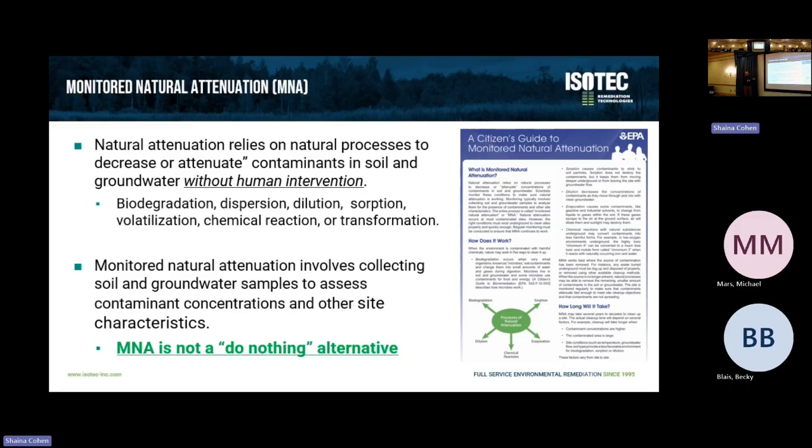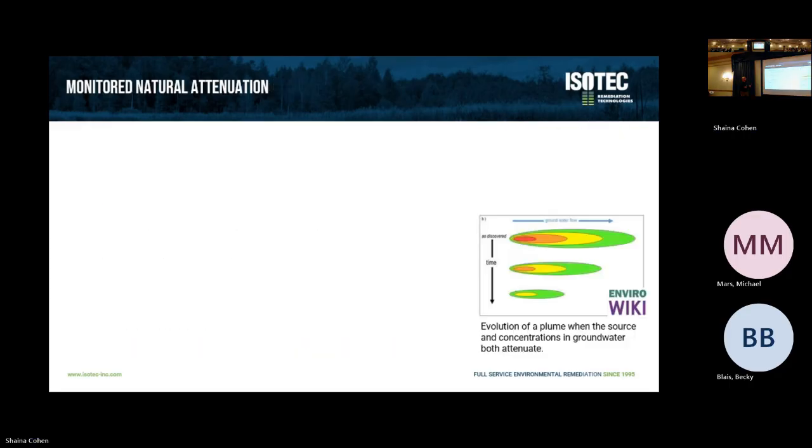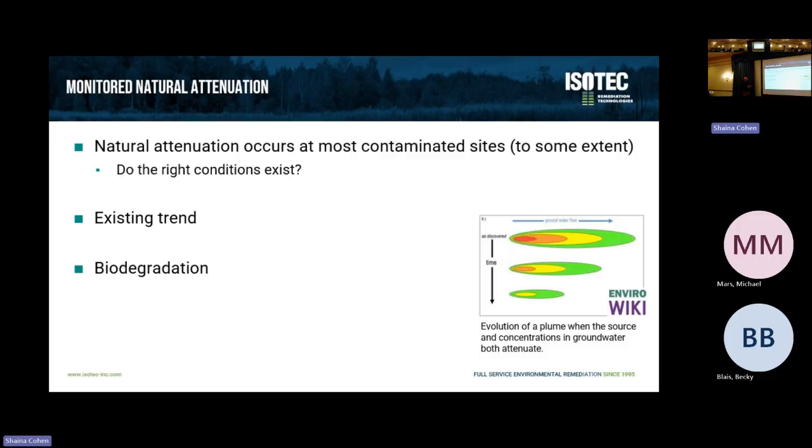So with monitored natural attenuation as a remedial alternative, we're still collecting soil and groundwater samples to assess the concentrations, to look at site characteristics, to look at trends. So as I said, it's not a do nothing alternative. And natural attenuation is occurring at most sites to some extent. Do the right conditions exist, as well as how fast is it happening? Yes, with this contamination, it may continue to attenuate over 1,000 years, but is that acceptable?